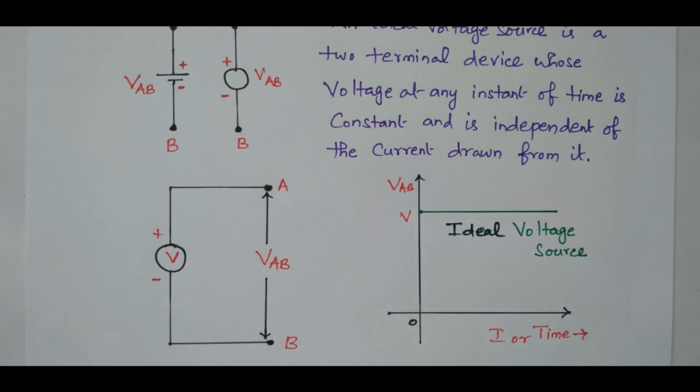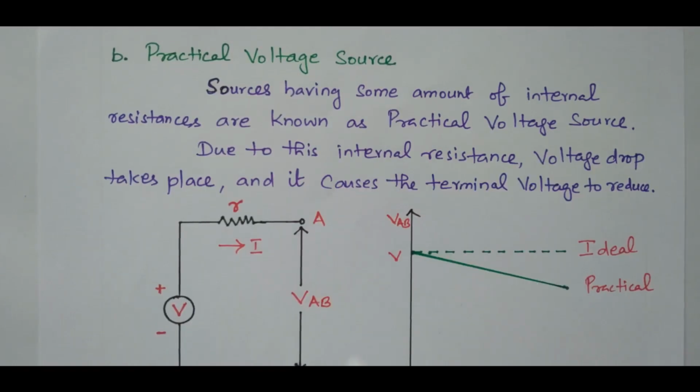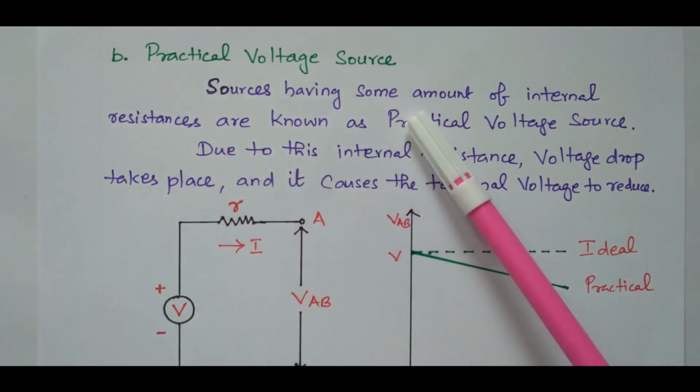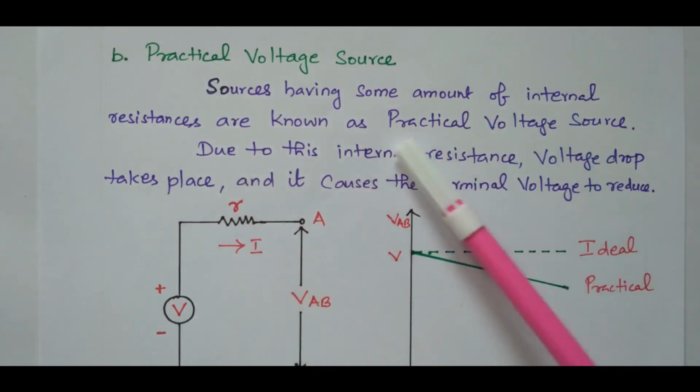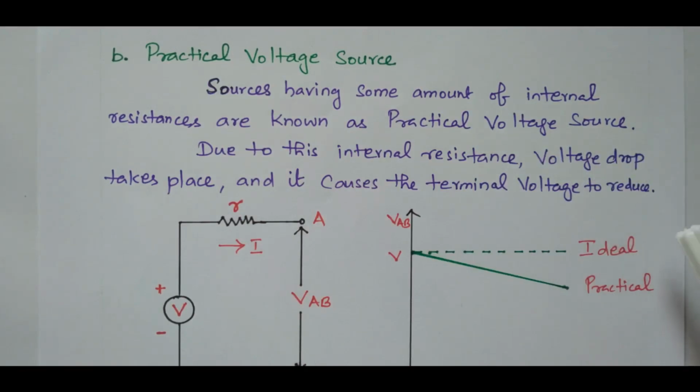Now we'll go to the practical voltage source. A source having some amount of internal resistance is known as a practical voltage source. So practically, the voltage source has some internal resistance. Due to this internal resistance, voltage drops take place and cause the terminal voltage to reduce. In the ideal voltage source there is no internal resistance, but in a practical voltage source some amount of internal resistance will be there. Due to the internal resistance, the voltage will drop, so there is a reduction in the terminal voltage. We'll see the diagram.